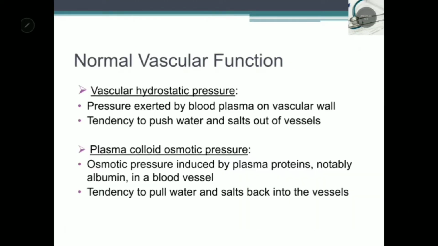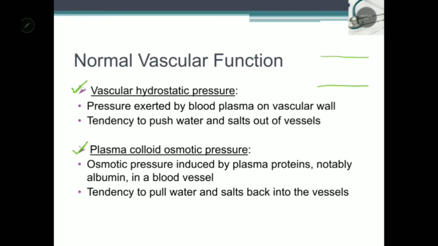Now, before we move on to discuss what actually causes edema and effusion, we would first want to know how the vessels of our body normally function. There are two main pressures which are responsible for maintaining the movement of fluid in and out of the vessels of our body. These are the vascular hydrostatic pressure and the plasma colloid osmotic pressure.